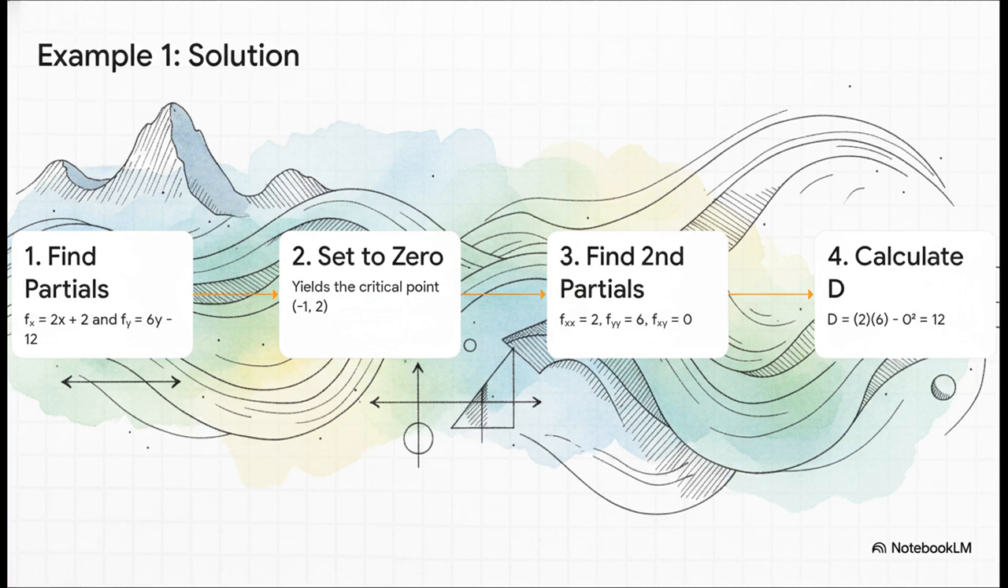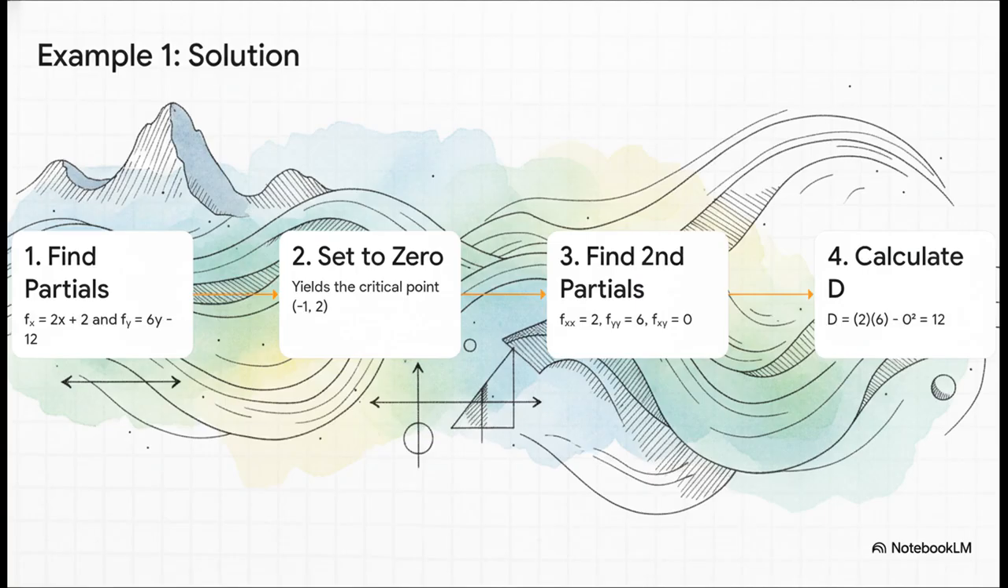Okay, so we just follow the plan. First, find the partial derivatives. Got them. Then, set them both to 0. Solving 2x plus 2 equals 0 gives us x equals -1, and 6y minus 12 equals 0 gives us y equals 2. So look at that. We've got our one and only critical point, (-1, 2).